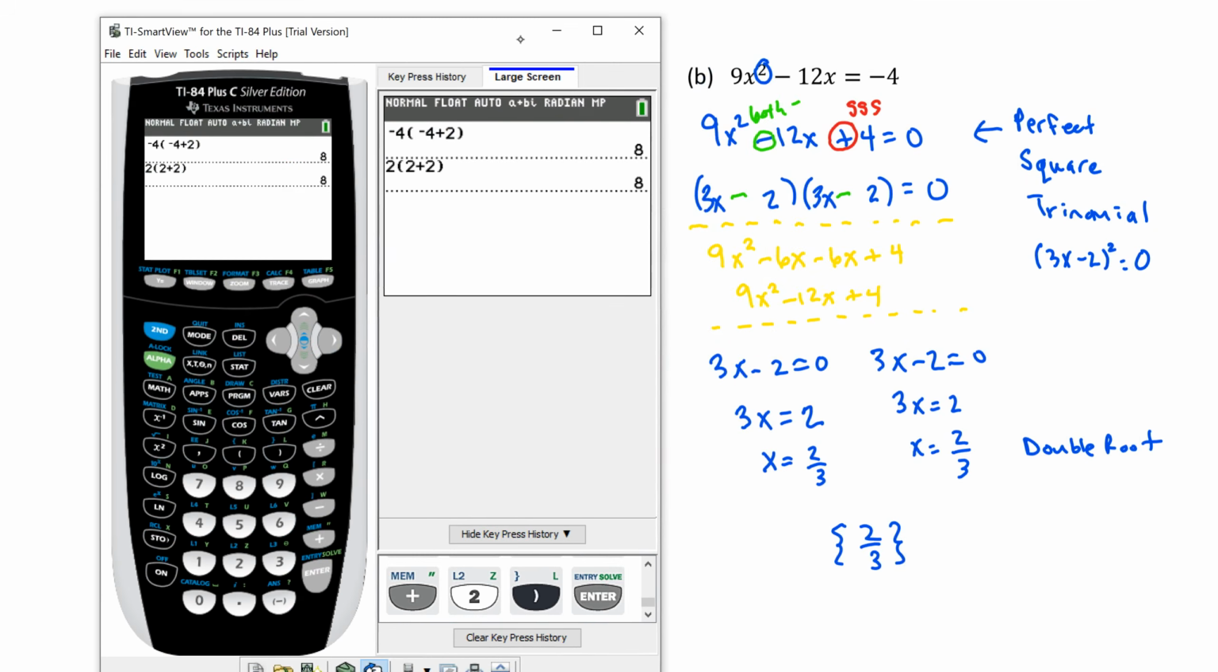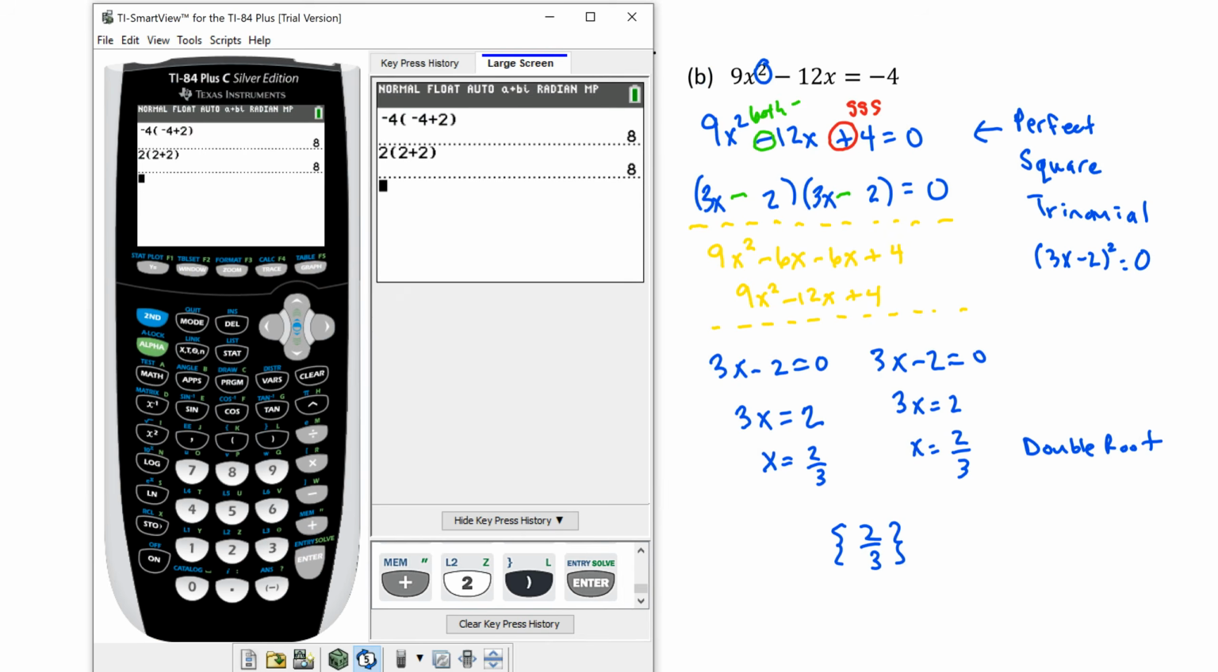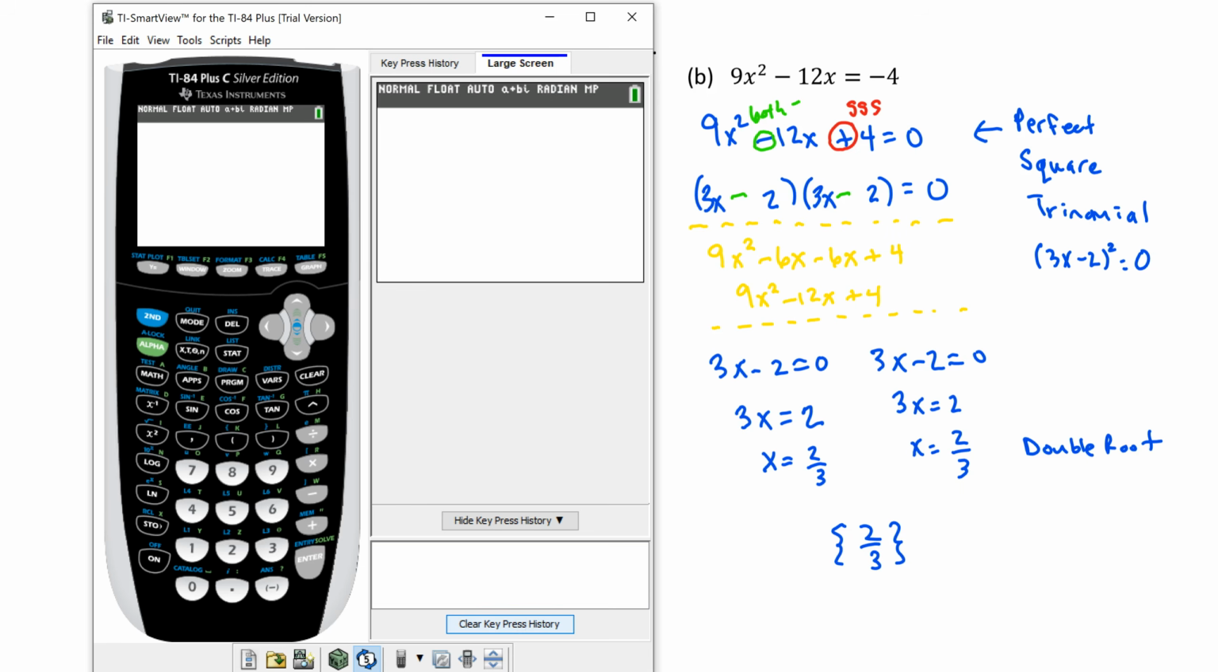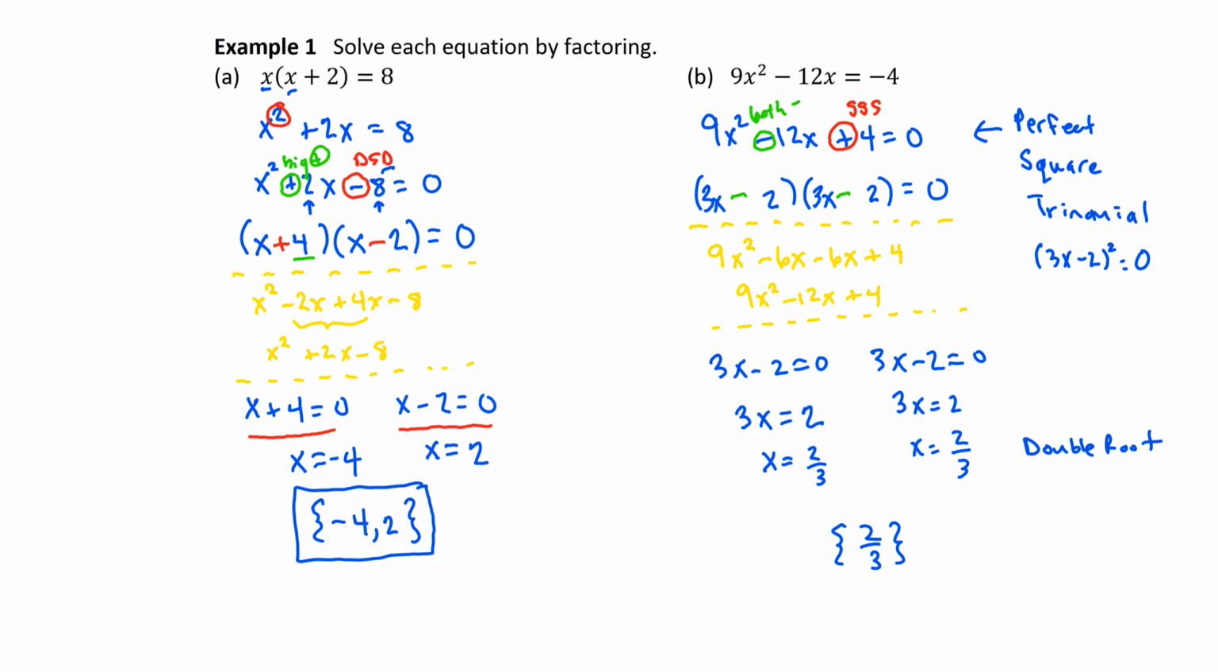Now, let's double check our solution. I'm going to take 2/3, and I'm going to go all the way back to the original equation and plug that in for x. So we have 9 times 2/3 squared. I'm just going to press my x squared button there. Minus 12 times, and notice I'm implying multiplication with those parentheses, and press enter and it balances to give us -4. So we are confident that we have the correct answer. So quadratic equations have two answers, but sometimes you'll get a repeated answer like we did in example B.